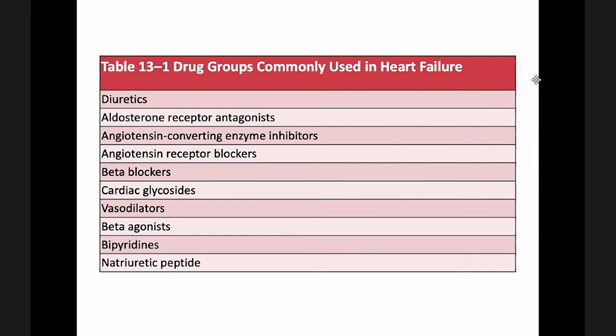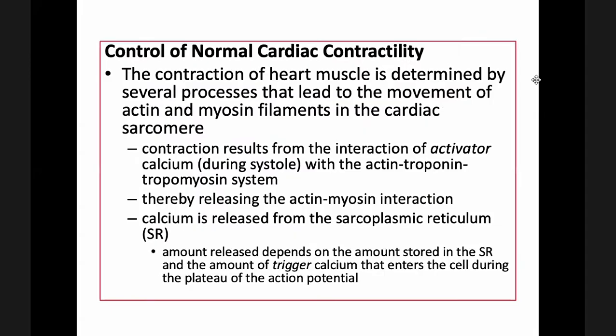So you have your diuretics, your aldosterone receptor antagonists, your ACE inhibitors, angiotensin receptor blockers, beta blockers. You have your cardiac glycosides, vasodilators, your beta agonists, bipyridines, and natriuretic peptides. So let's first have a short review of the physiology.